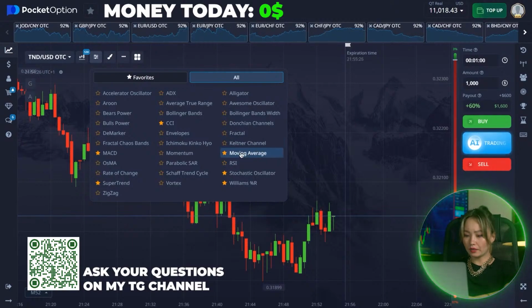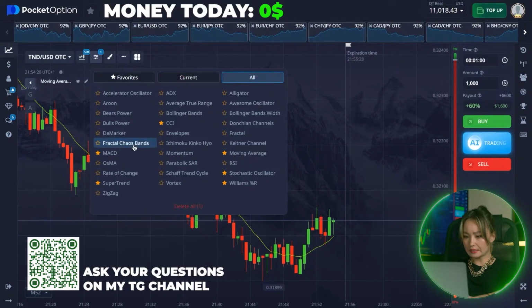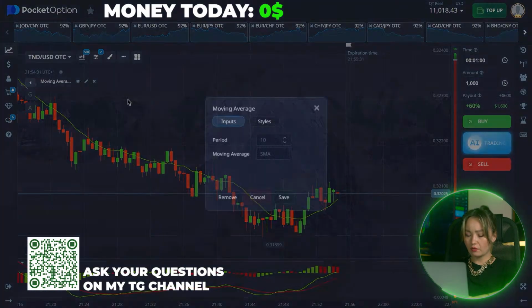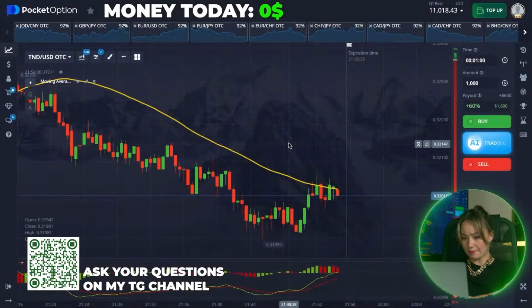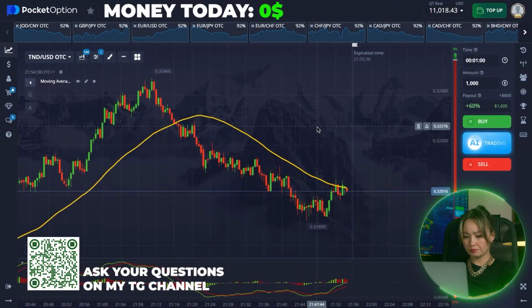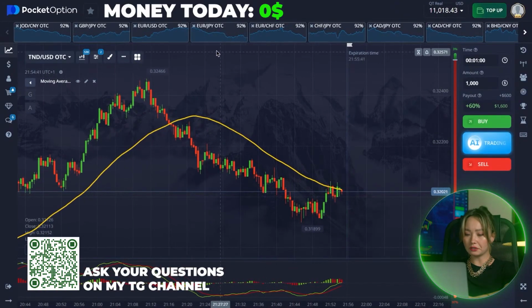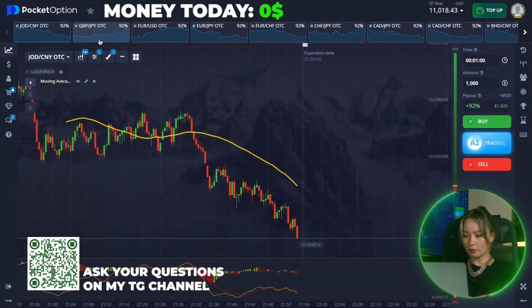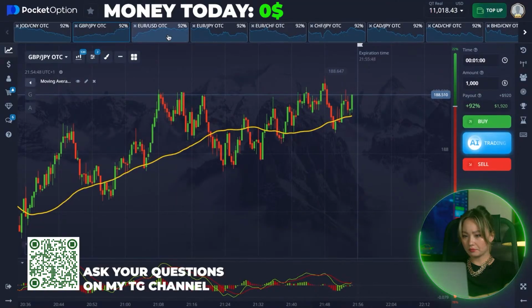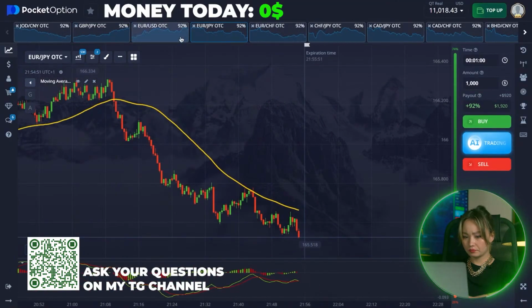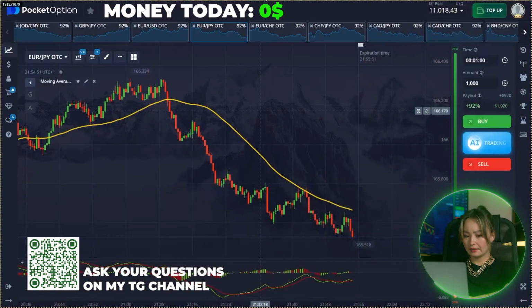And we will need the moving average and MACD indicators. For the MA, set the period to 50 and make it brighter. Leave MACD settings without changes. And let me show you how our strategy works, and then we'll get into trading. Let's find a good setup. Here, let me draw. Okay, we need to see the price touch our moving average.